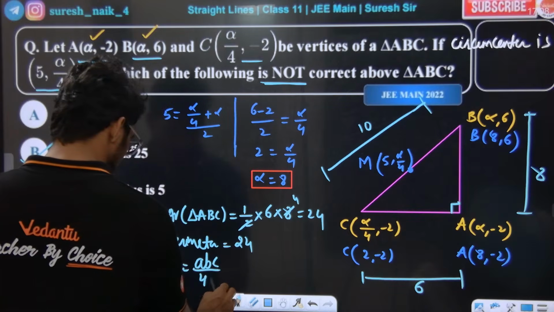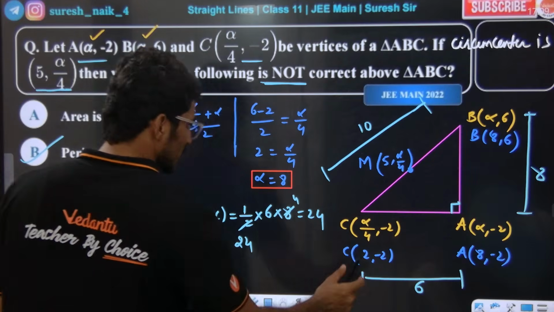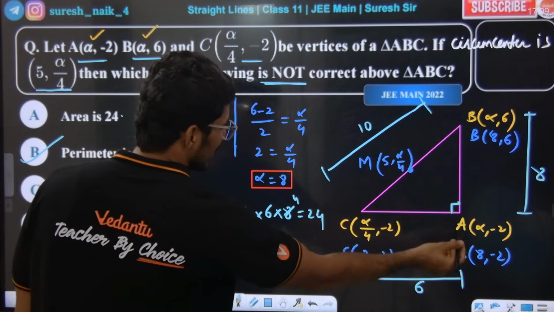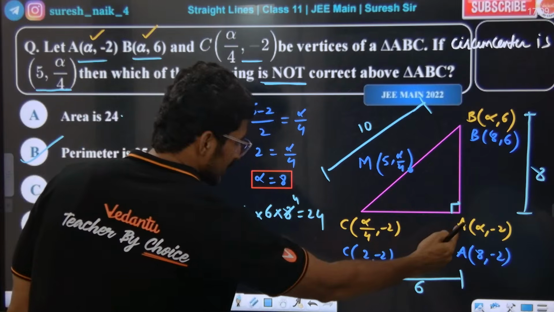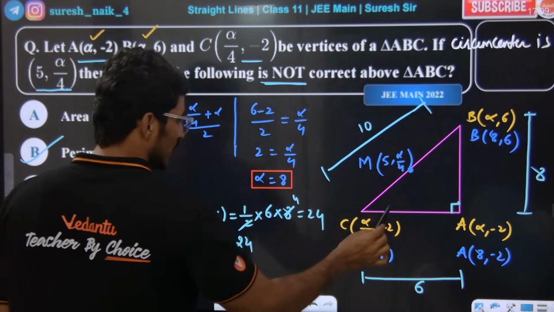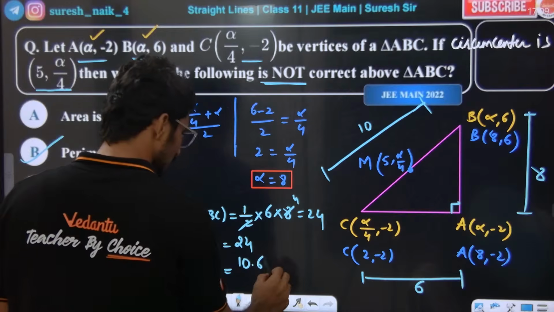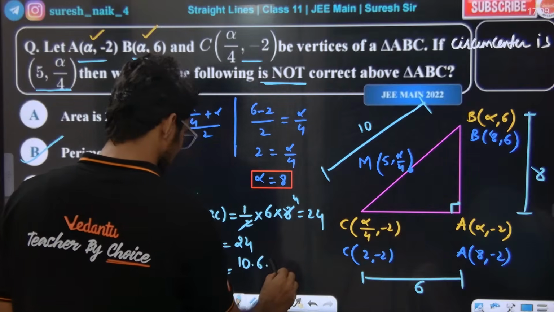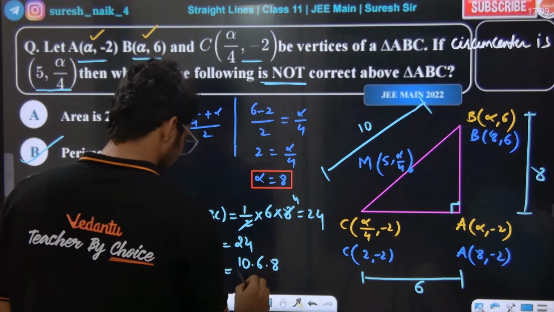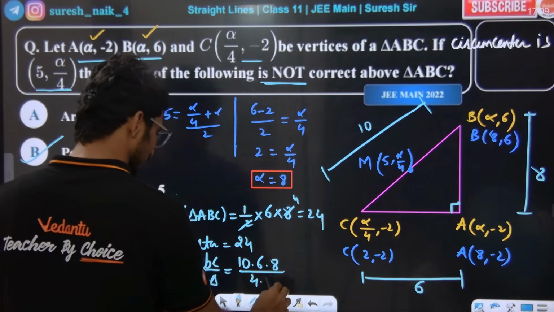ABC by 4 delta. Sir, what is A? A means what? The opposite side. Vertex A opposite side is 10. B opposite side is 6. C opposite side is 8, divided by 4 into delta. Delta means what? Area of the triangle.